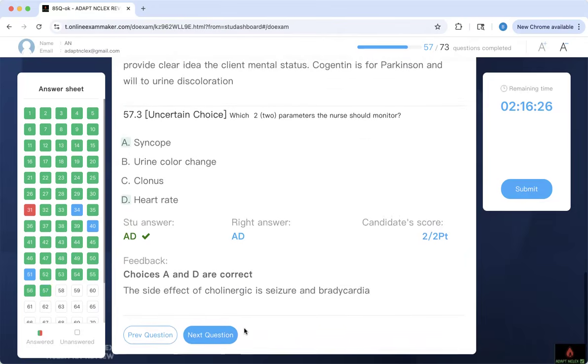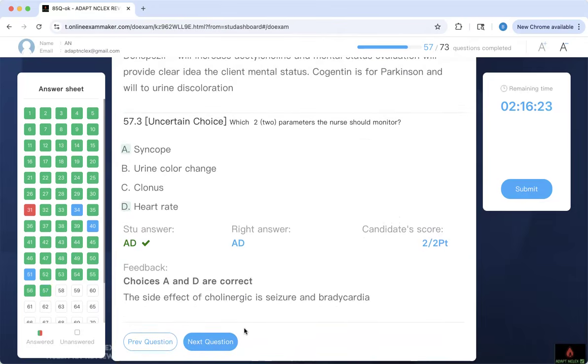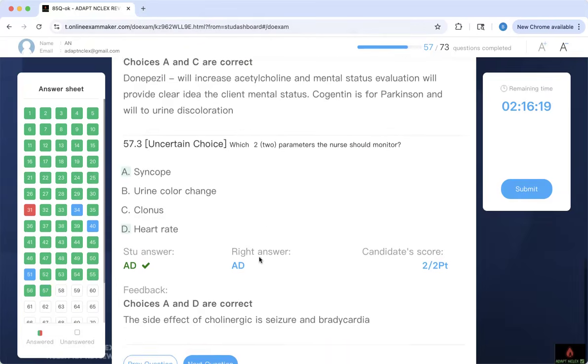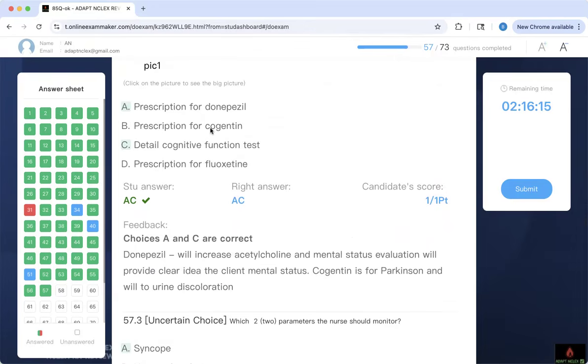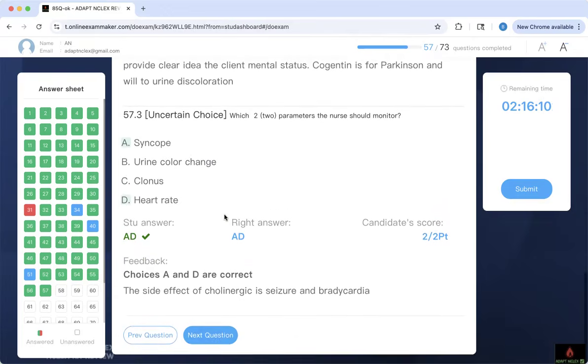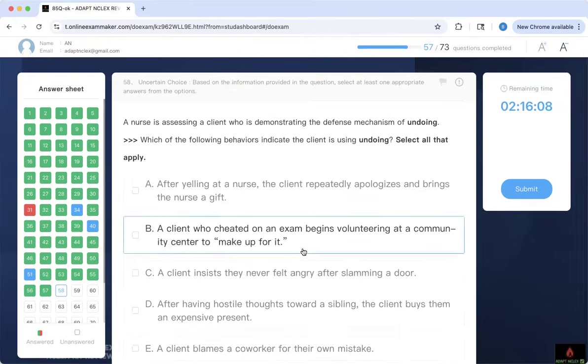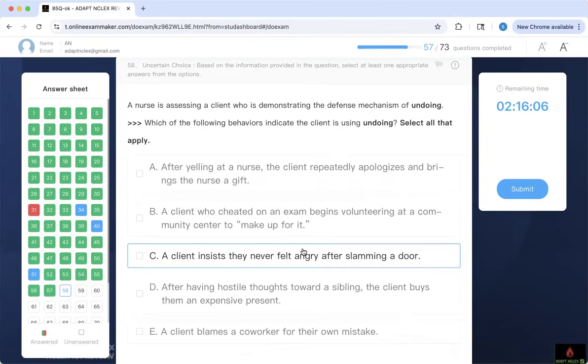So this is an Alzheimer's patient. You have to be comfortable with them. The side effect of cholinergic is what? Seizures and bradycardia. We should not give them anticholinergic, which is what? Congenital. Okay, and it's used for Parkinson disease. That's your bow tie right there. 58.